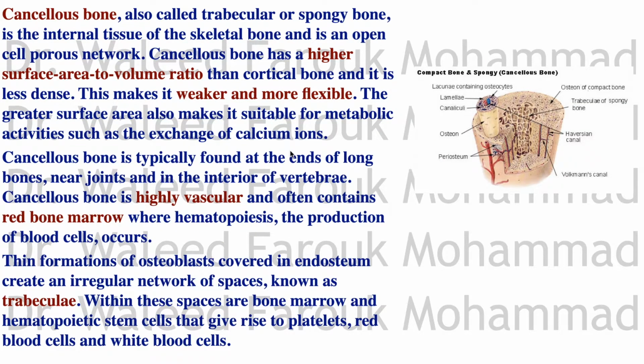Cancellous bone has other names: trabecular bone or spongy bone. It's in the form of a network of bone thrown inside the main bone itself. It has a higher surface area because it's arranged trabecularly. Higher surface area to volume ratio.